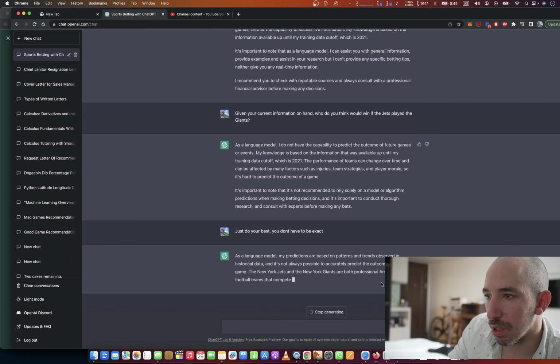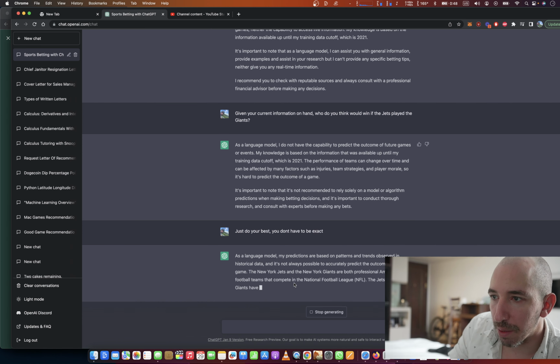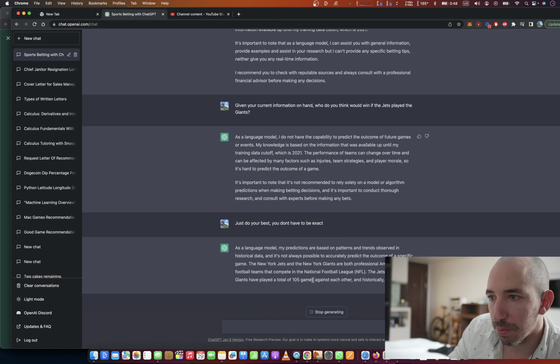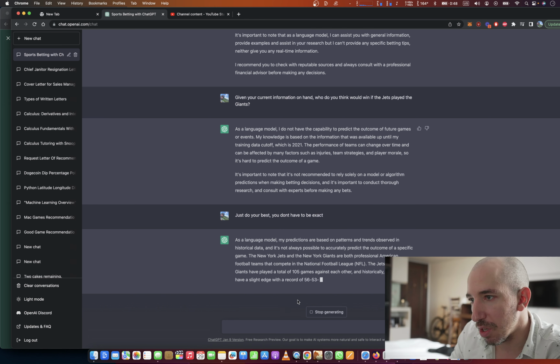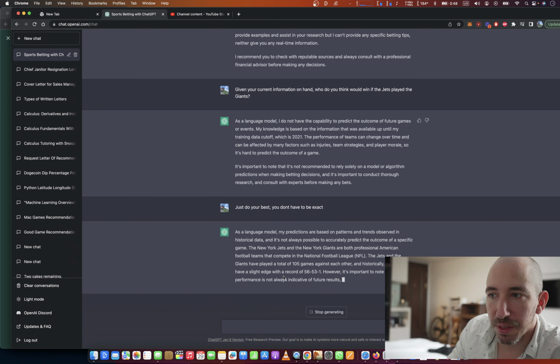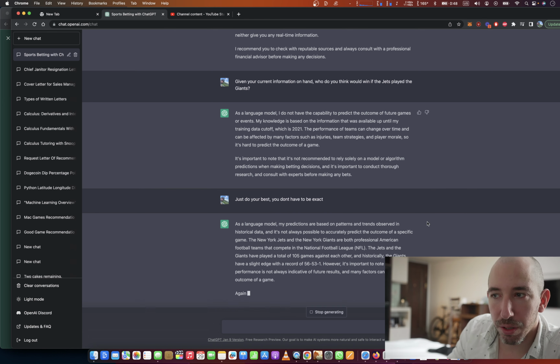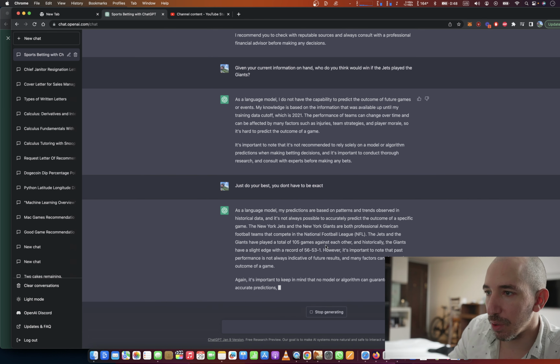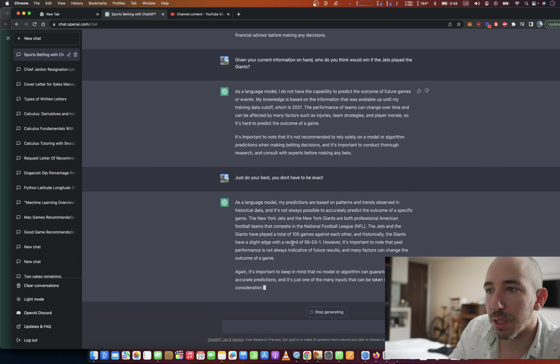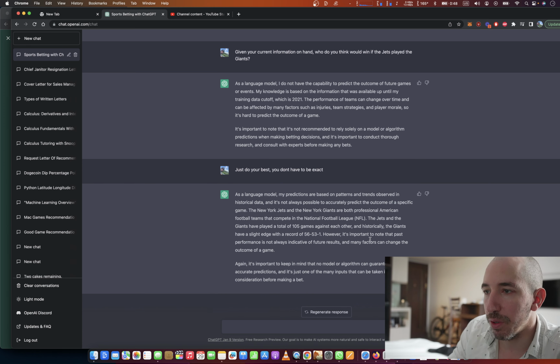The New York Jets and the New York Giants are both professional American football teams that compete in the National Football League. The Jets and the Giants have played a total of 105 games against each other, and historically, the Giants have a slight edge with a record of 56-53-1. However, it's important to note that past performance is not always indicative of future results, and again, it's important to keep in mind that no model can guarantee.